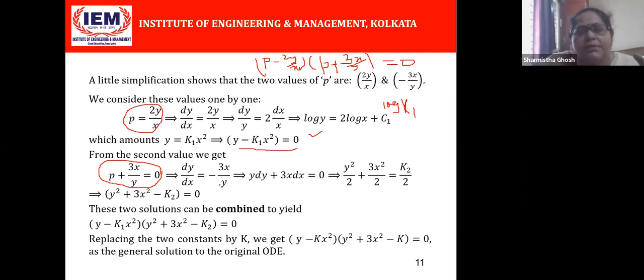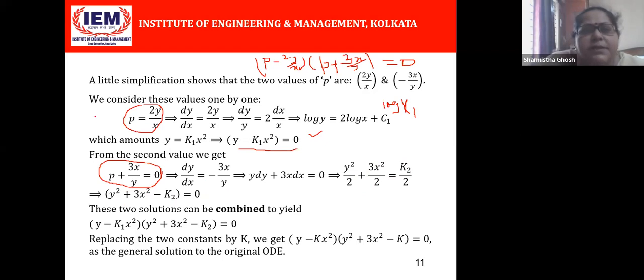This is again a very easy solution. You get y dy plus 3x dx equal to 0. As you integrate, you get y square by 2 plus 3x square by 2, and on this side you write a constant of integration. Just to get rid of this 2, it has been written as k2 by 2. It would not have harmed if you had written k2 also. So the solution we can write as y square plus 3x square minus k2 equal to 0.